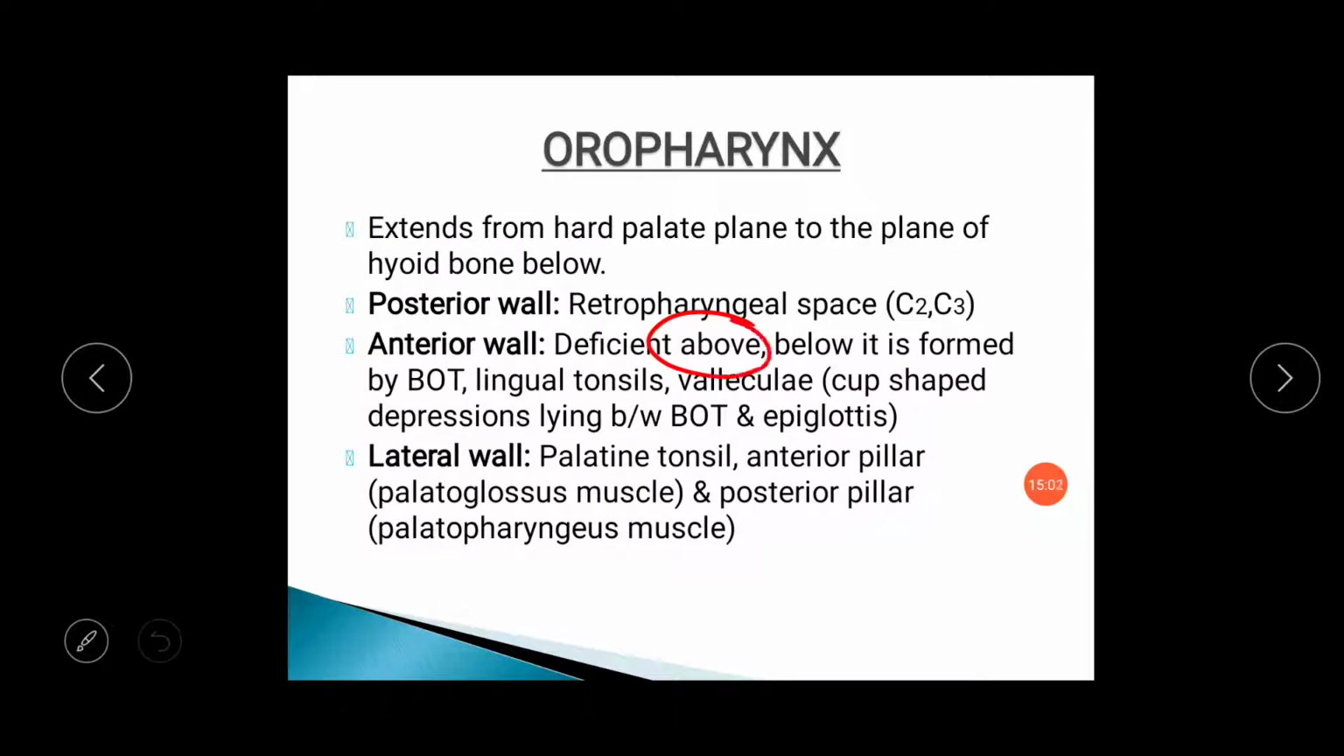Anteriorly, above, it is open to the oral cavity, and below, it is formed by the base of the tongue and lingual tonsils. The lateral wall between the base of the tongue and the palate is made up of the palatine tonsil, as we see on opening the oral cavity, and it is made of muscle, the palatopharyngeus.